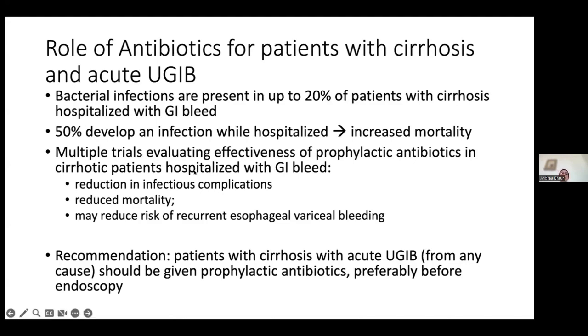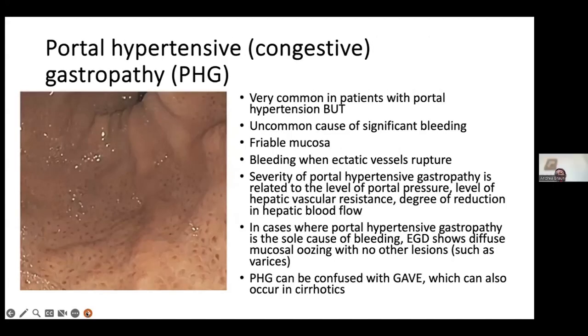And so there have been multiple trials that evaluated the effectiveness of prophylactic antibiotics in cirrhotic patients, and they showed a reduction in getting an infection, reduction in mortality, and it may reduce the risk of recurrent esophageal variceal bleeding. And preferably, you would give the antibiotics before endoscopy. So how long would one give ceftriaxone? In that question, I think it said 3 days. Usually we do 5 days. And obviously, if you diagnose an infection, then you would treat according to the guidelines for that infection.